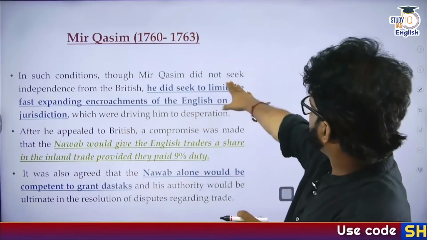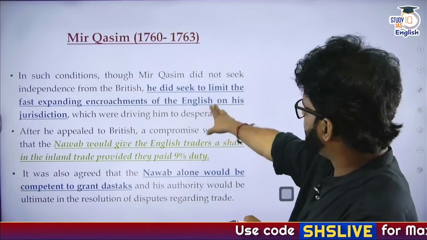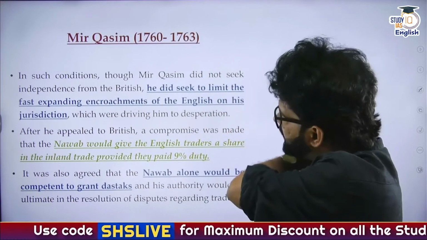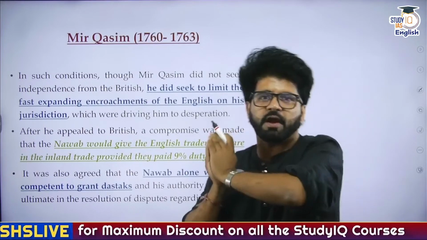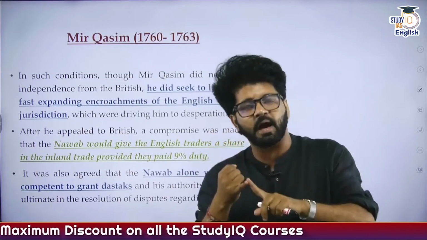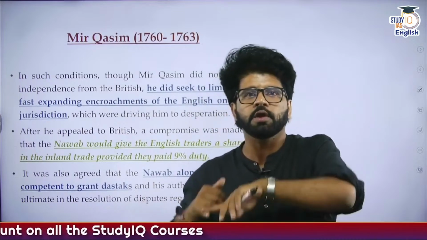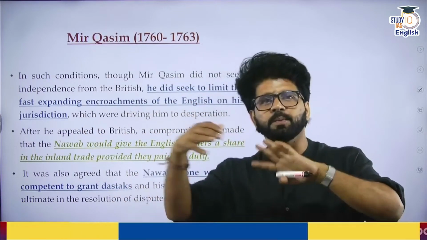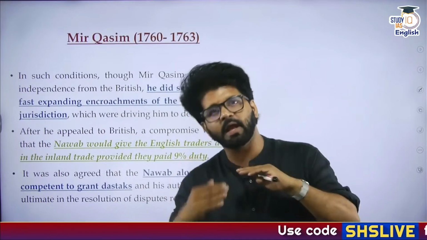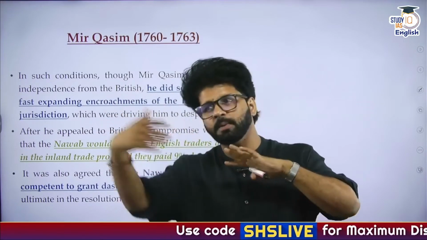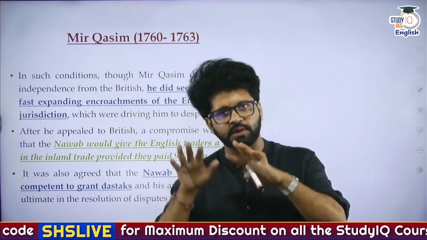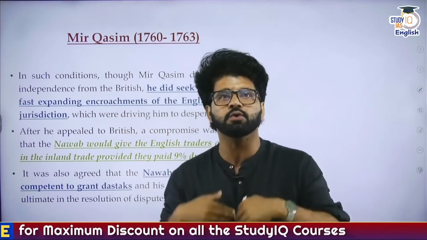It's not only confined to dastak, or the passes rather. In such conditions, Mir Qasim did not seek independence from the British. He did seek to limit the fast expanding encroachments of the English on his jurisdiction. He was trying to impose the fact that, sir, I am the Nawab. I am doing most of the things which you want me to do. So please let me act as a Nawab. That will help you only in the long run. You will be able to gain the material advantage which you want to gain, and I'll be able to rule in the manner I want to rule. Please allow me to do that.